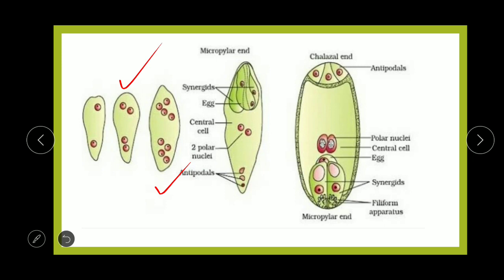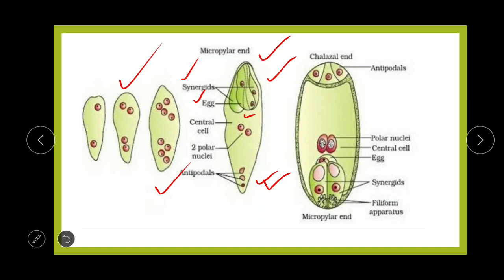Now what happens? The cells at the micropylar end form a 3 cell group, forming 2 synergids and 1 egg cell. In the labeling you can see 2 synergids and 1 egg cell. Then the 2 nuclei in the center stay as polar nuclei. They do not undergo fusion; their nature is n plus n, you can say. And the 3 nuclei at the chalazal end form the antipodals. They gradually degenerate to provide nourishment, to provide reserve food.